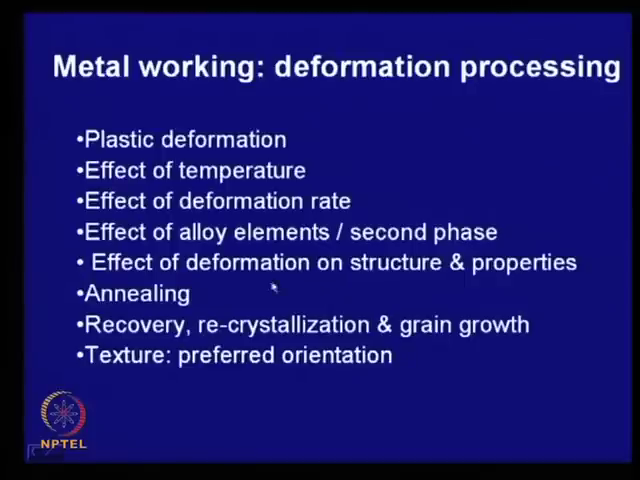We will also see that under certain conditions, by giving a heat treatment called annealing, we can restore the structure which is altered during plastic deformation. We will know about the different stages through which this alteration takes place, which are known as recovery, recrystallization and grain growth. We will also see in certain cases how, as a result of deformation, texture or preferred orientation develops under certain conditions, and how it can be controlled or removed to get isotropic properties.